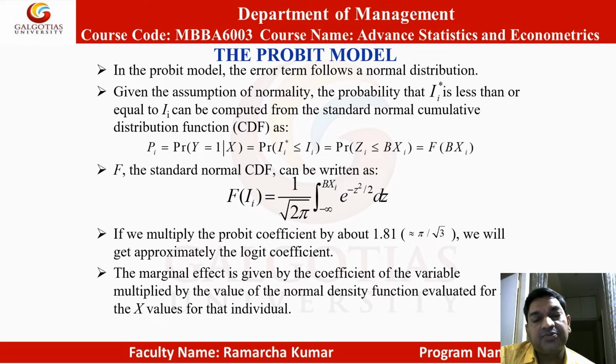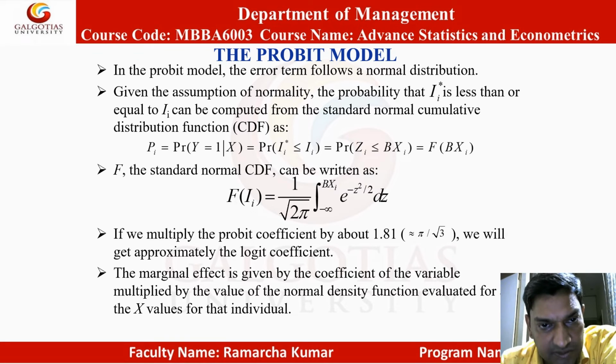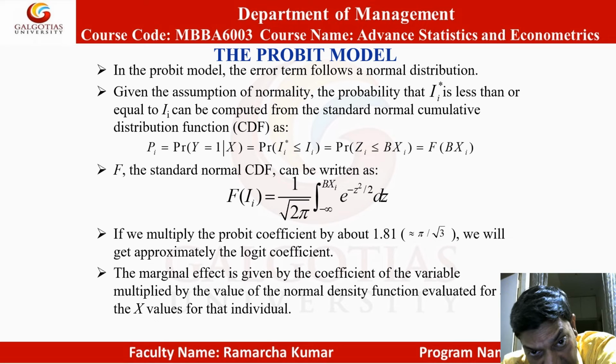So if we have a different model, the Probit model, in the Probit model, the error terms follow a normal distribution. In the Logit model, it was following a logistic distribution. Given the assumption of normality, the probability that I star subscript i is less than or equal to I subscript i can be computed as the standard normal cumulative distribution function, CDF, as Pi is equal to the probability that y is equal to 1 given x.